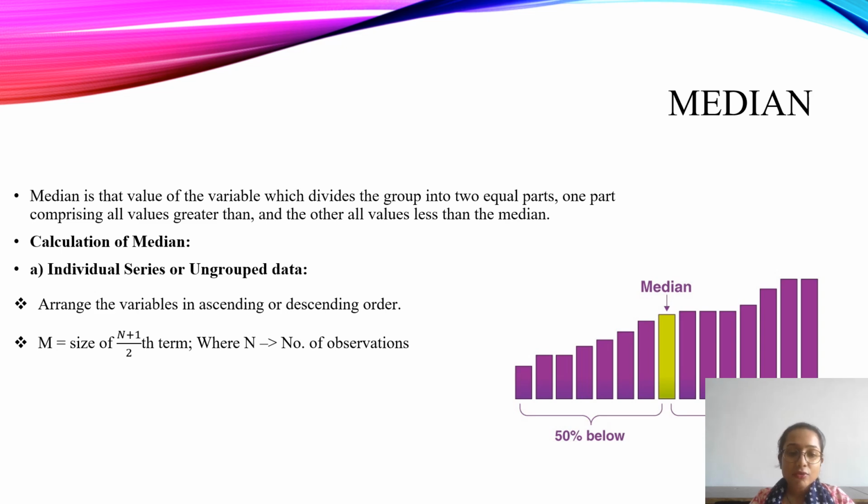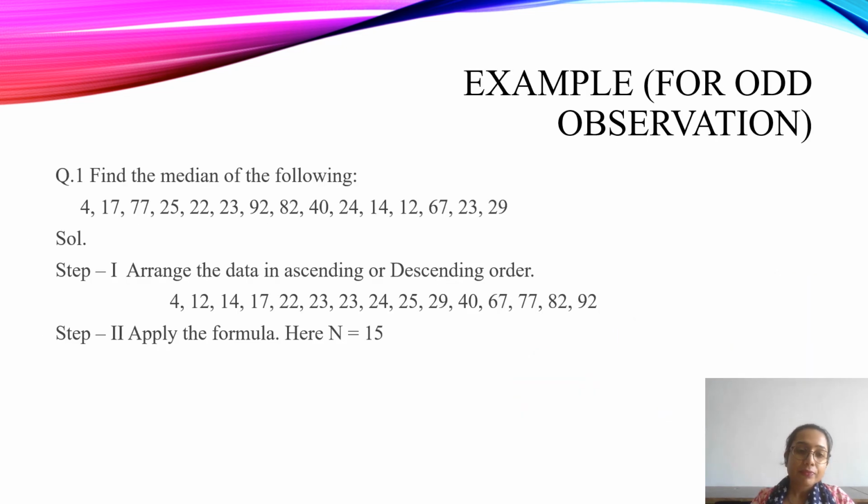After that, you have to apply the formula, that is (n plus 1) divided by 2, where n is the number of observations. In the ungrouped data as well, there are two cases: first for the odd observations, second for the even observations.